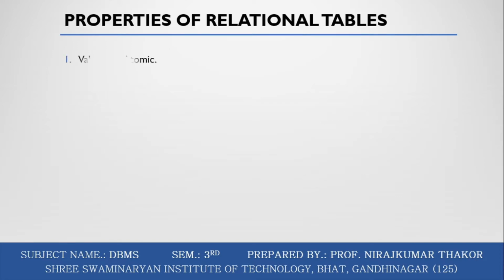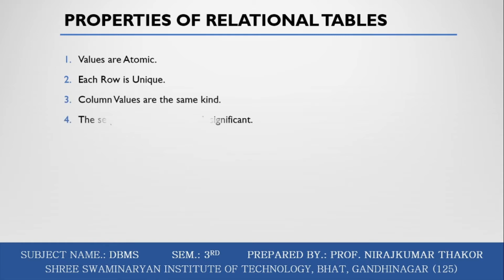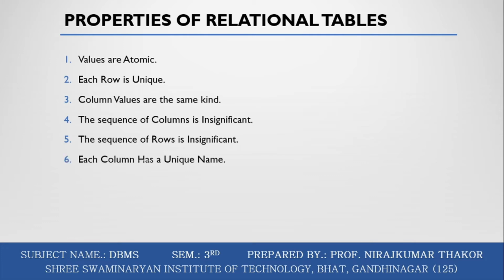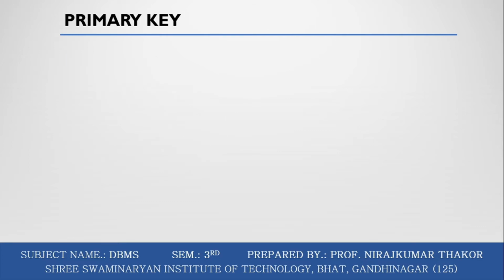Now, properties of a relational table. The first one is that all values are atomic. The second one, each row is unique. The third one is the column values are the same kind. The sequence of columns is insignificant. The next one is the sequence of rows is insignificant. Each column has a unique name.